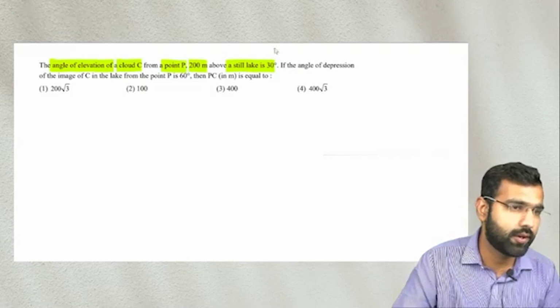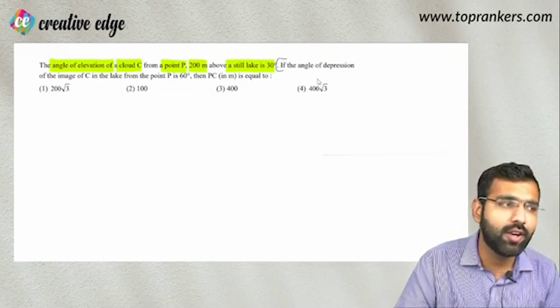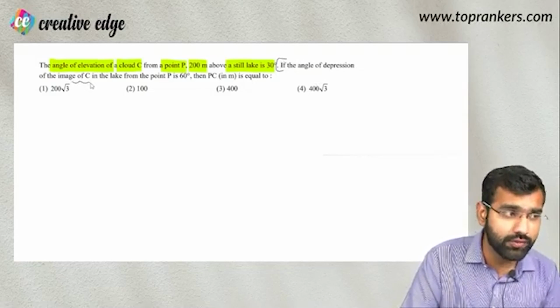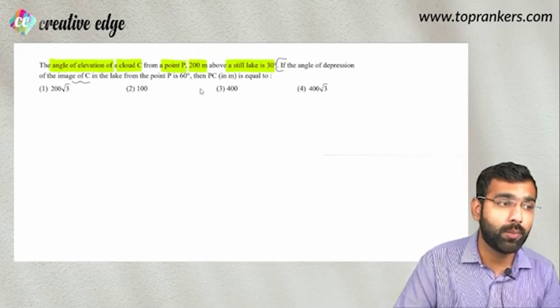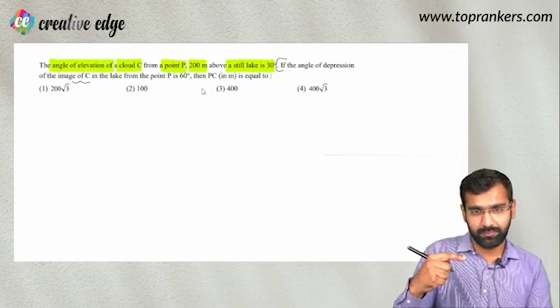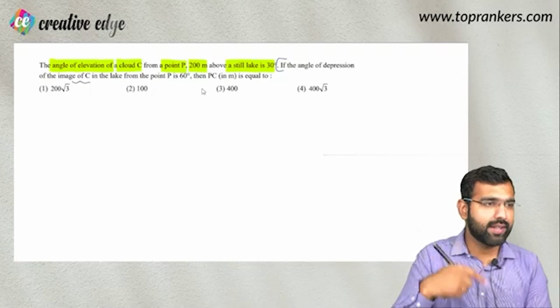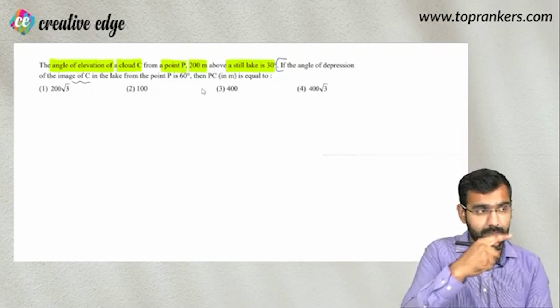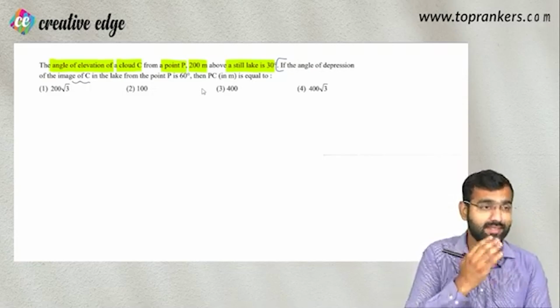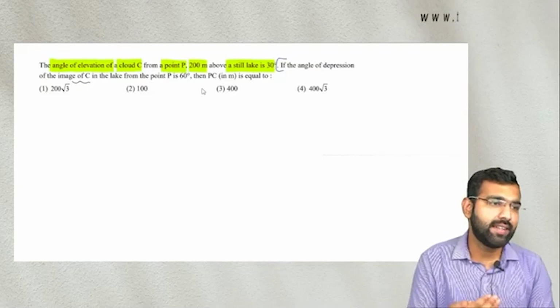Draw the diagram. Then if the angle of depression of the image of C in the lake from the point is 60 degrees, so C का जो image है in the lake, उस point का जो angle है, angle of depression from again the same point P is 60 degrees. तो PC की वैल्यू पूछ रहा है.